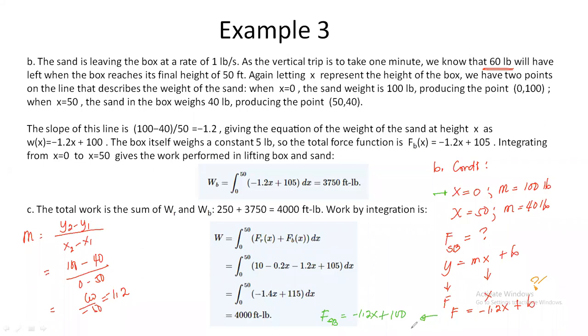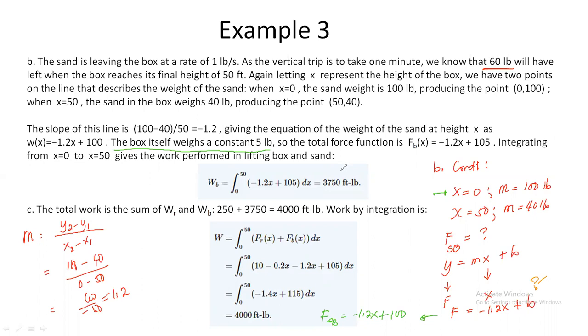However, this is not yet done, because if you notice, my subscript here is sand with the box. The equation that I have written so far is just all about the sand. Remember, this negative 1.2 is taken from the set of values of the mass and the displacement of the sand. And this 100 is also for the sand. Now, you have to take note that the box itself weighs 5 pounds. So you have to consider it.